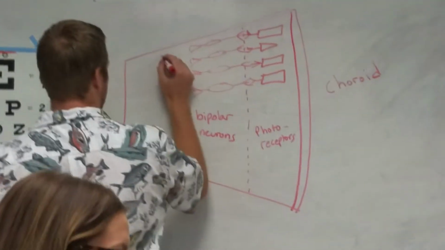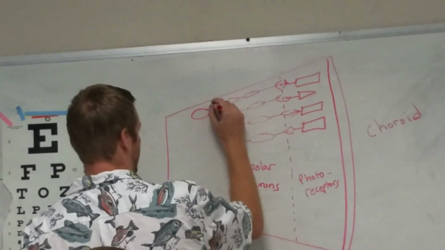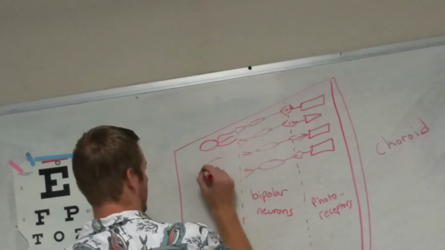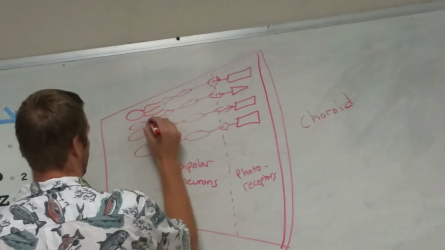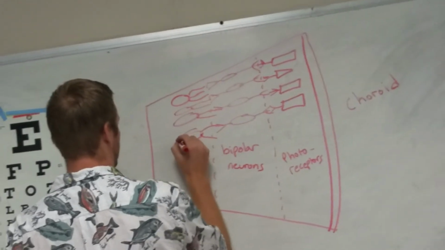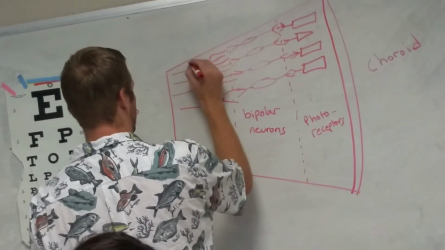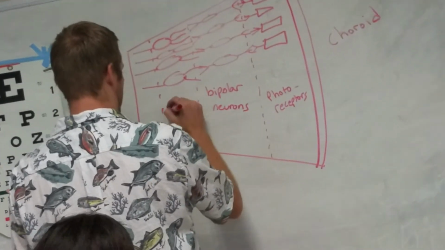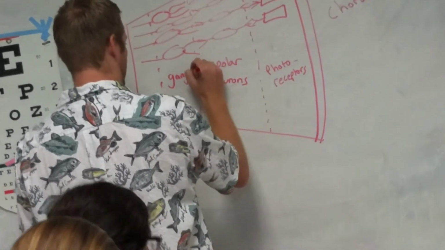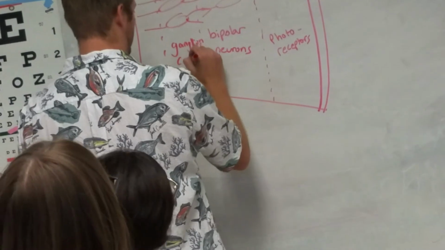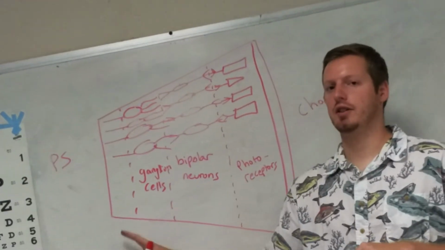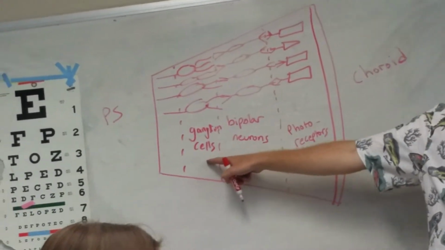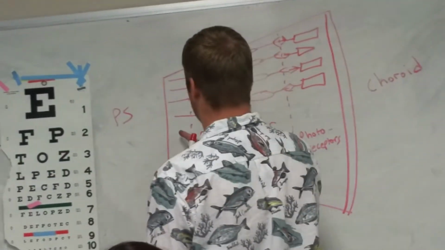So yeah, we have ganglion cells. All right, so our third layer is going to be ganglion cells. And then what is this last layer here? This is still technically part of the ganglion cells, but what is this layer made up of? Right, the axons of the ganglion cells.